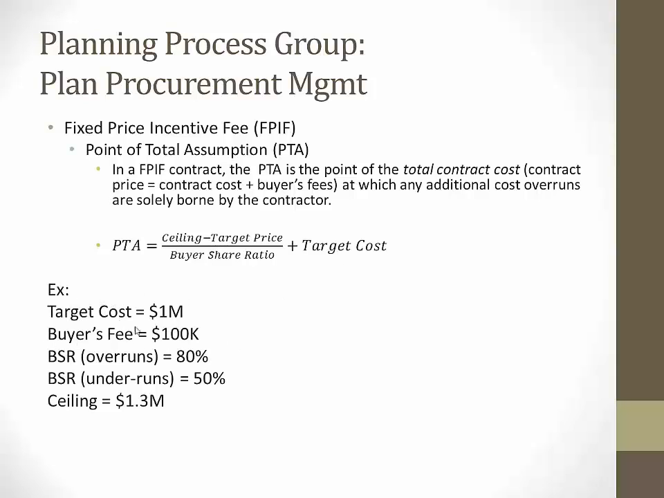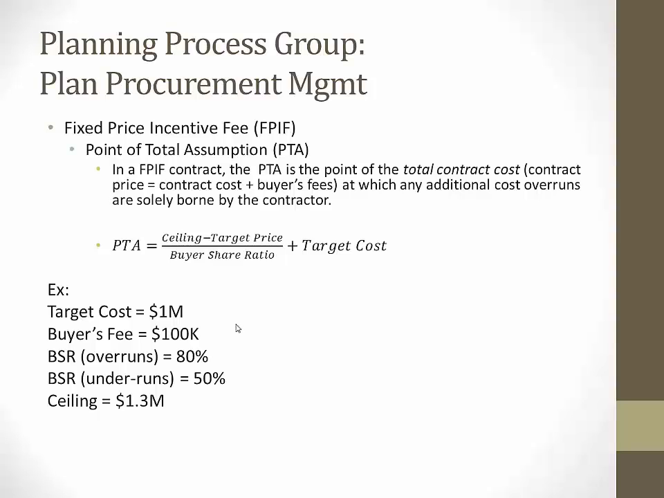So here's the example. We have a procurement with a fixed price incentive fee contract with a target cost of $1 million. The fee is $100,000. So at $1 million of cost for this particular contract, the contractor will make $100,000. So the target price will be $1.1 million.